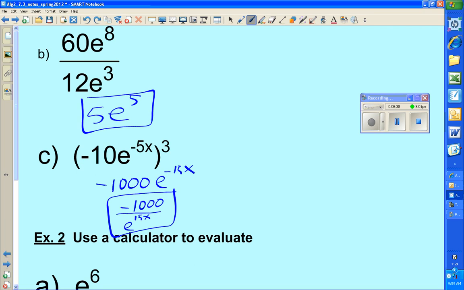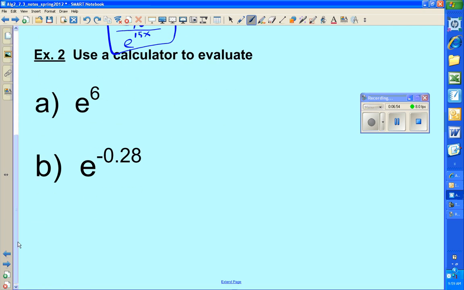There's nothing wrong with negative or with powers. Powers, we like powers. We don't like radicals. We don't like fractional powers. And we don't like negative powers. We don't like parentheses. When we're simplifying, you typically do not. Take a look at these two examples. This time you're using your calculator.